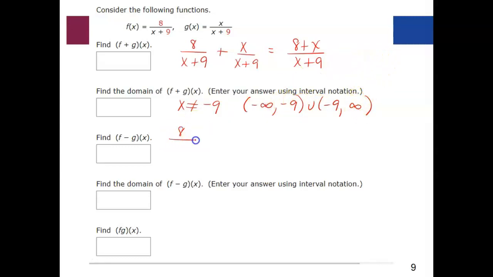The subtraction part is pretty much the same. In most cases, we're going to have 8 minus x over x plus 9, same domain restriction for the same reason.